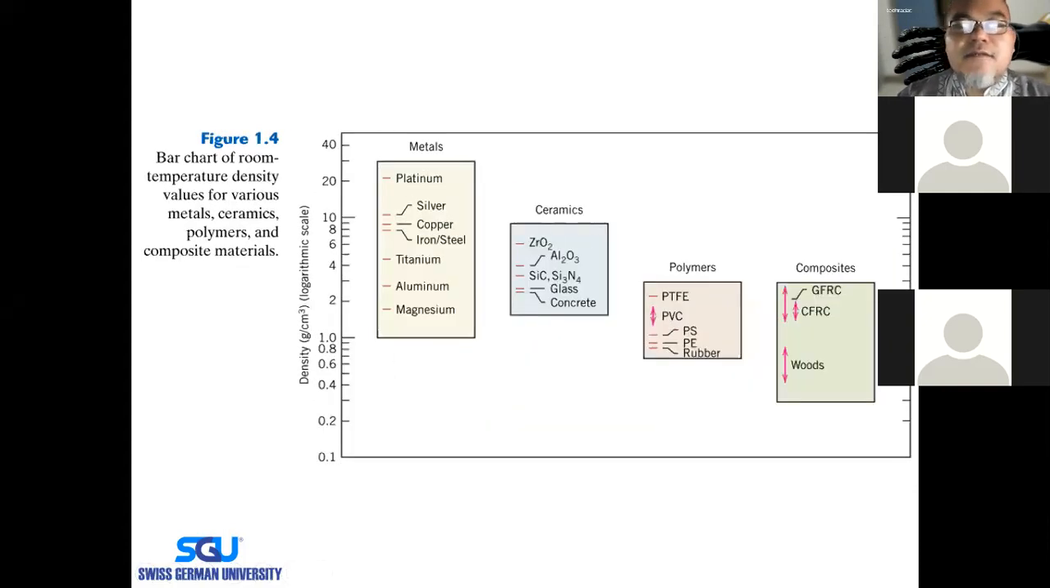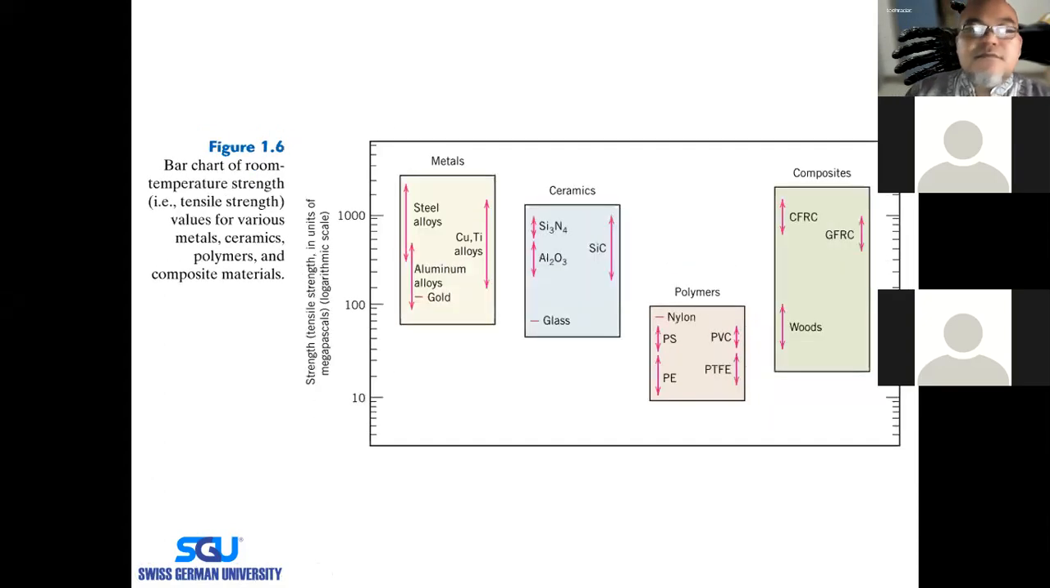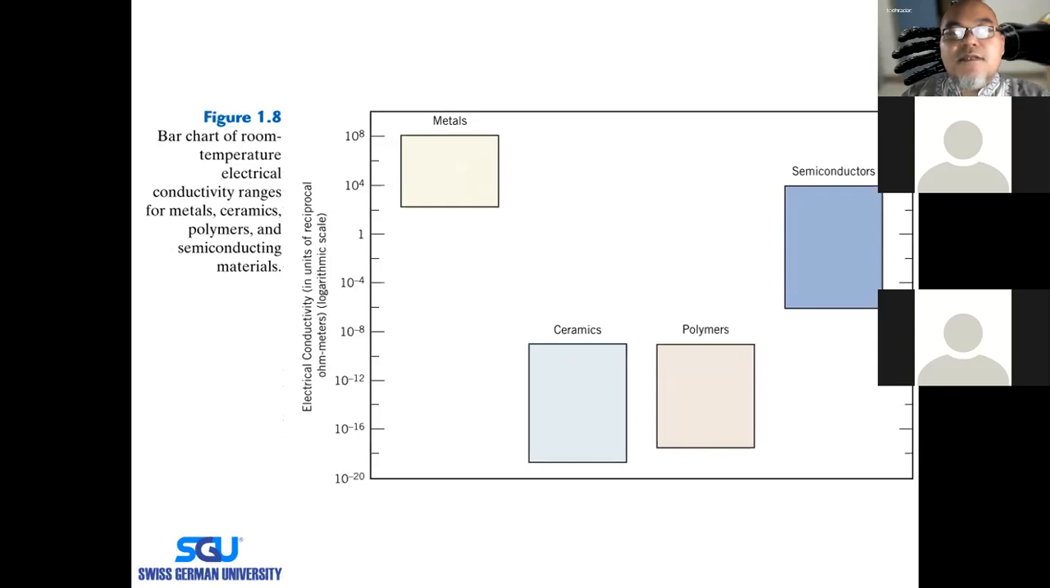So we have compared the properties of the four materials: room temperature density, stiffness or Young's modulus, then strength, tensile strength, then fracture toughness for various metals, ceramics, polymers, and composite materials. Then this one is the electrical conductivity range. As we have experienced, of course, in our daily life.